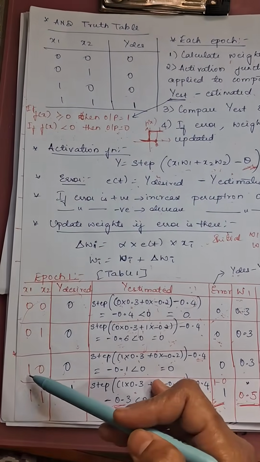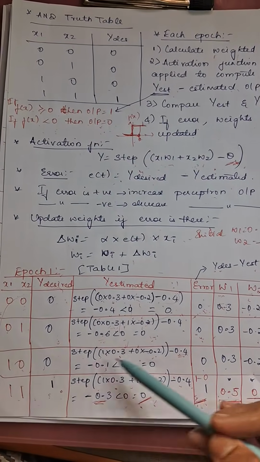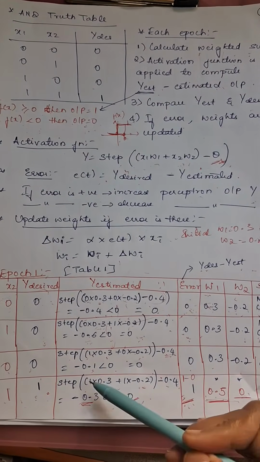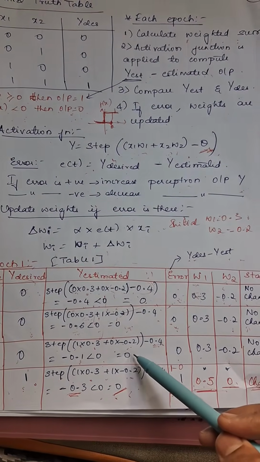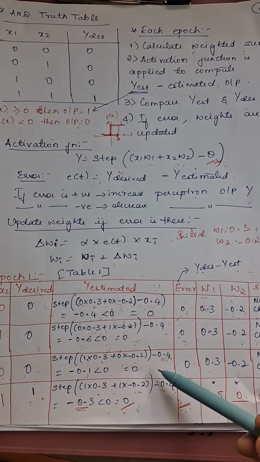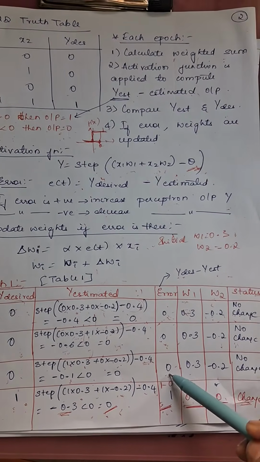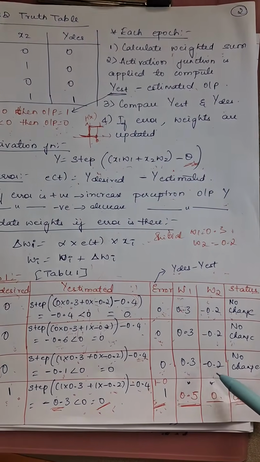Now come to the third one, 1, 0. Step of 1 into W1 plus 0 into W2 minus 0.4. So I am getting the value as minus 0.1. Again it is less than 0. So output is 0. So therefore I write the error as 0 minus 0, that is 0. Again since error is 0, there is no change. Write the weights as it is, the same one, 0.3, minus 0.2.